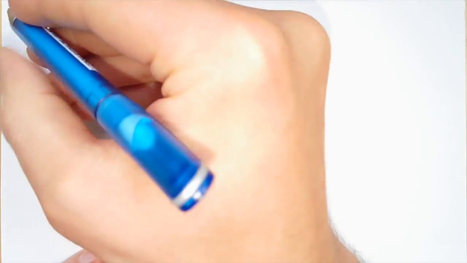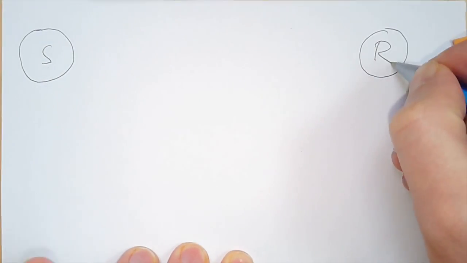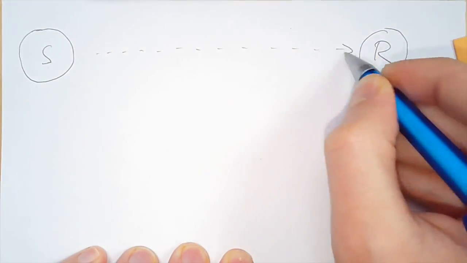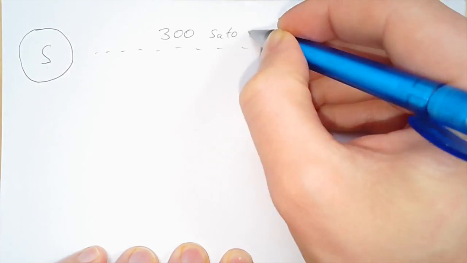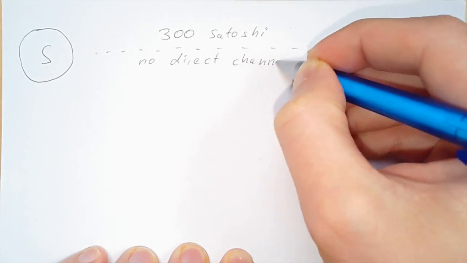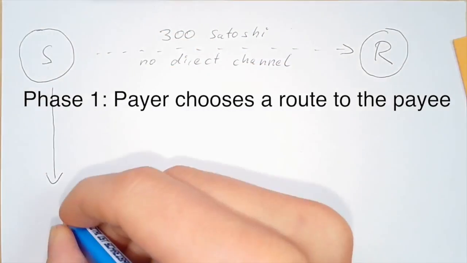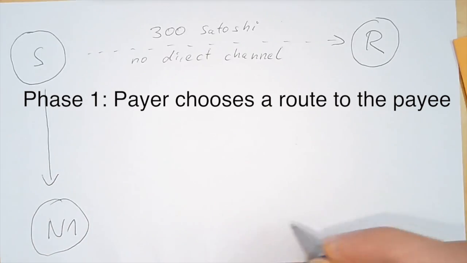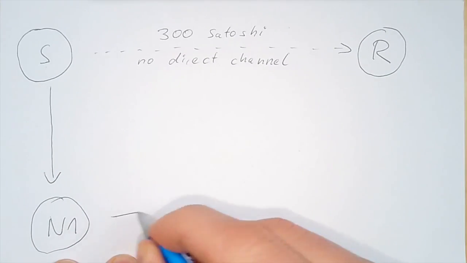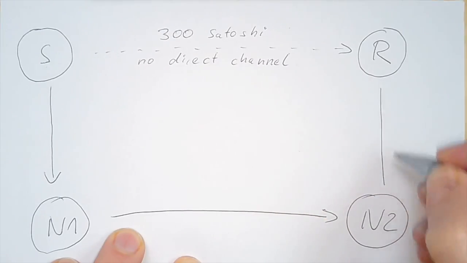So let us assume we have a sender on the Lightning Network who wants to send some money, let's say 300 Satoshis, to a recipient R. And they're both on the Lightning Network, but they don't have a direct payment channel between them. Since the Lightning Network is a network, the sender might have a channel to a node called N1, and this node might have another channel to a node called N2. This node N2 might have a channel to R.